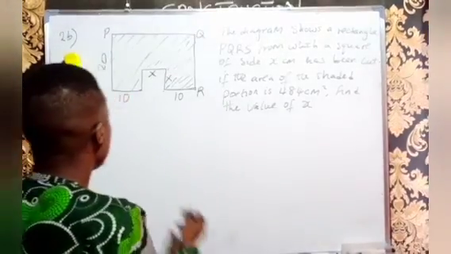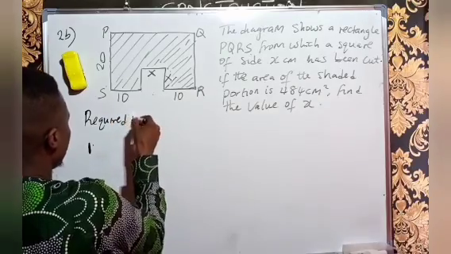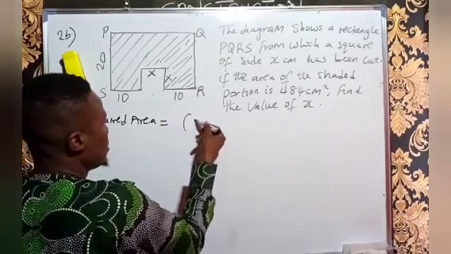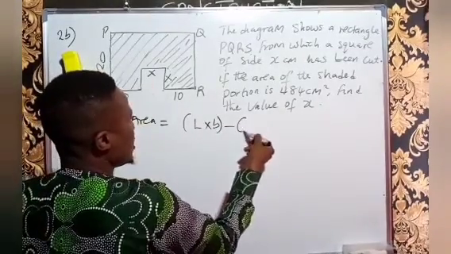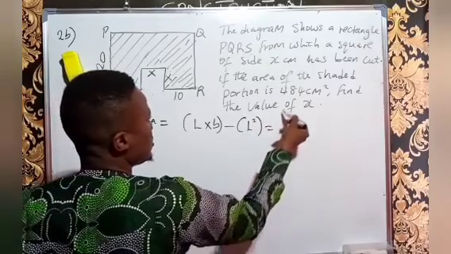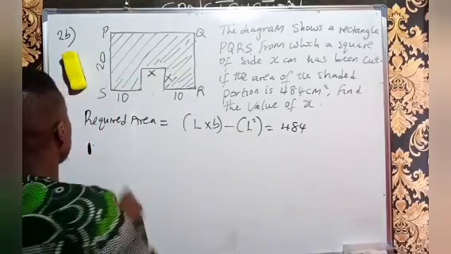Okay, so now the required area implies area of rectangle, which is length times breadth, minus area of the square, which is length squared. That gives us the total area of 484. Okay, so this is what we are required to do here.